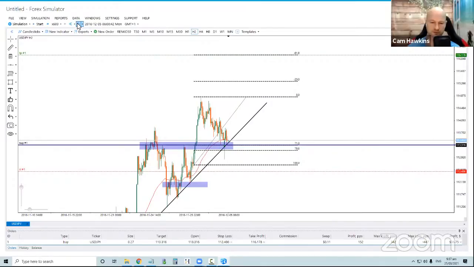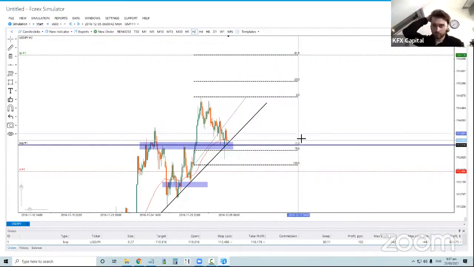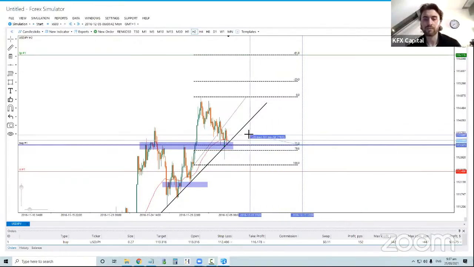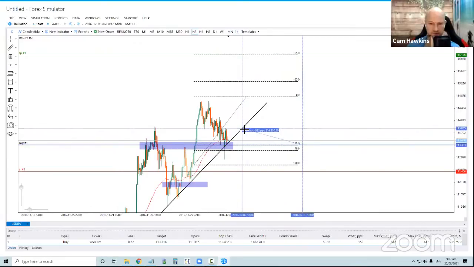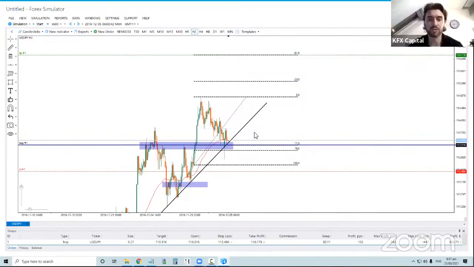So do you want to move your stops to break even? It hit 44 pips, didn't it? No, that's where it closed. I'll show you how to do the measure. So that hits 53 pips. Okay. So stops to break even.